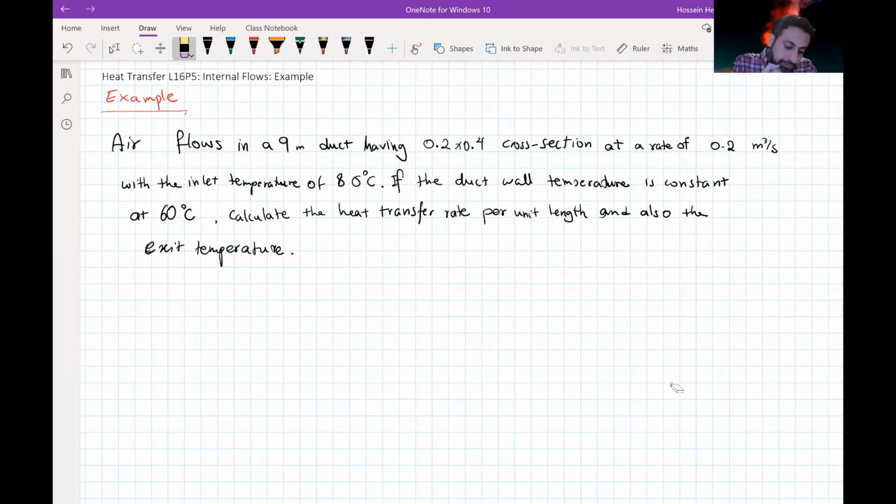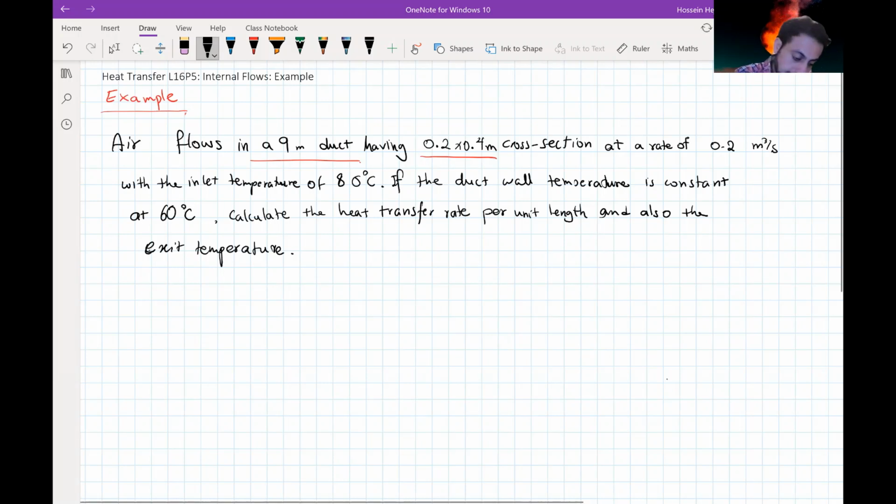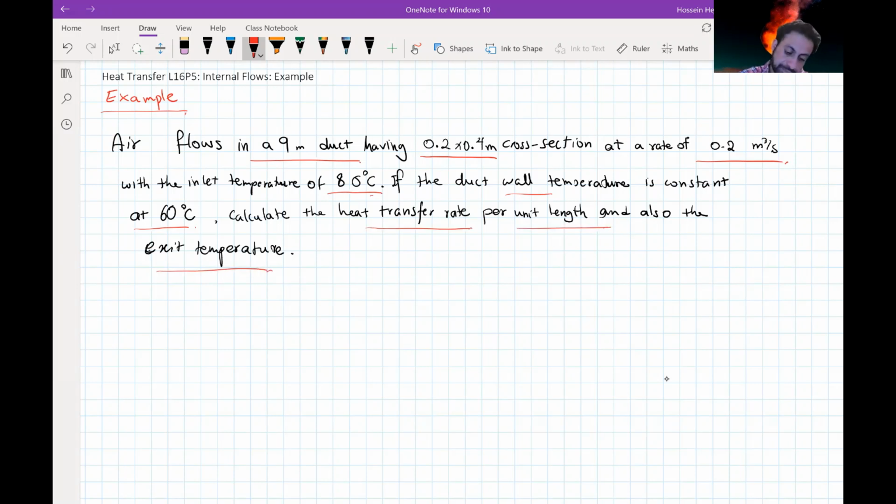Here is an example of airflow in a duct, like in a house or anywhere else. Let's say air is flowing in a 9-meter duct with a cross section of 20 centimeter by 40 centimeter, at a volumetric flow rate with an inlet temperature of 80 degrees C. The duct wall is at 60 degrees C, and the question asks for the heat transfer rate per unit length and the exit temperature.